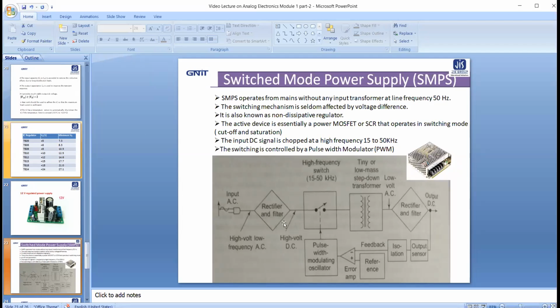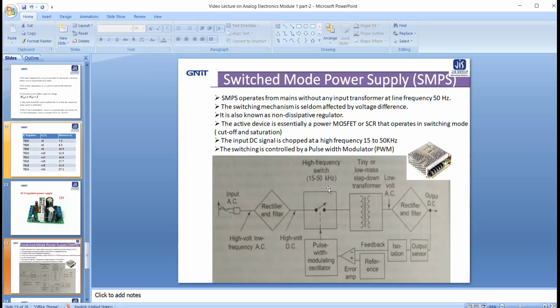Now this low frequency but high voltage DC is going to a switch. This switch is not a mechanical switch, rather it is an electronic switch. So it is a very interesting and important thing of the SMPS. The switch is an electronic device, a transistor, especially a power MOSFET, SCR or IGBT. They operate in the switching mode of their characteristics.